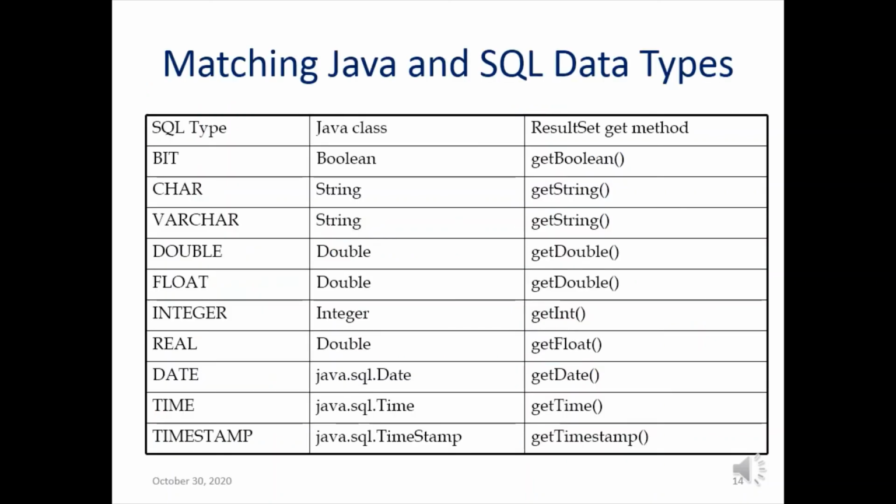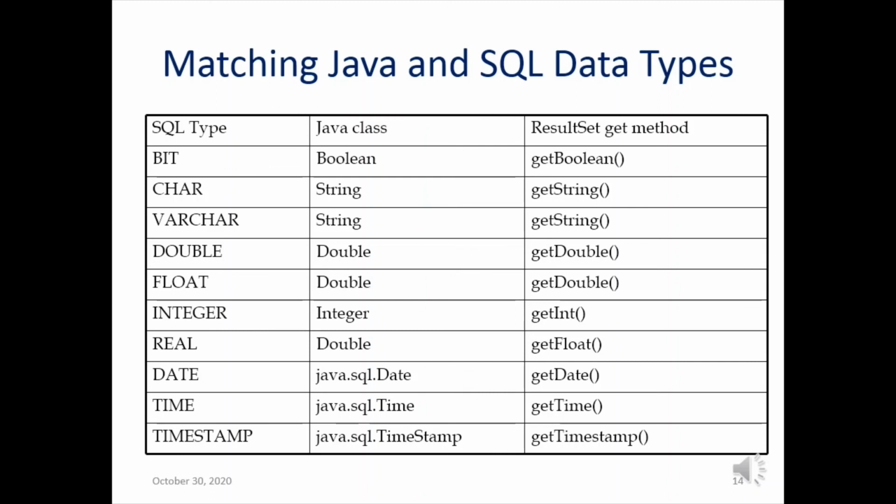This slide gives brief information about matching Java data types with SQL data types and their getX methods of the ResultSet interface. In SQL, bit is going to be represented for a Boolean attribute. In Java, the corresponding type of SQL bit is boolean. Now, in order to retrieve information of an attribute of type Boolean, we'll make use of getBoolean, where X is replaced by Boolean.